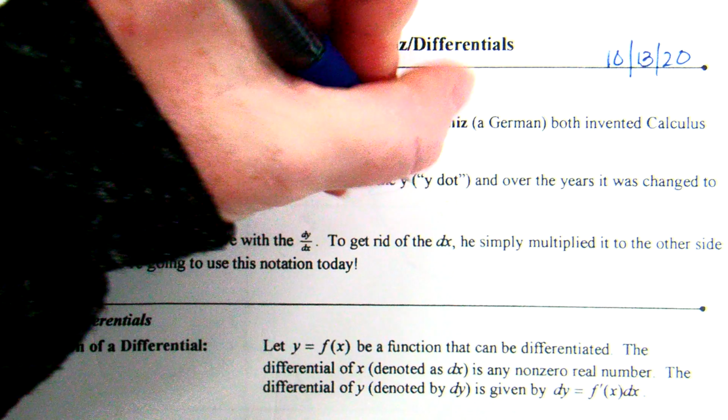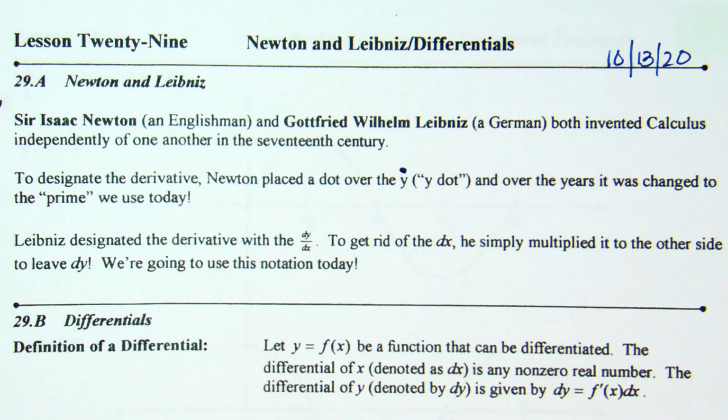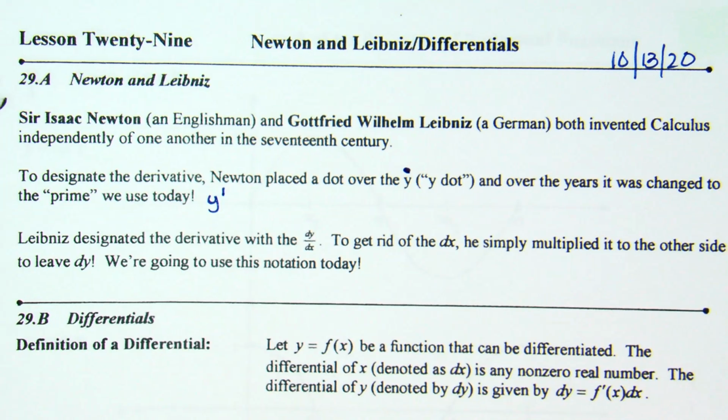So, in terms of the derivative, to designate the derivative, Newton used y dot, meaning there would be a dot over the y. That was his notation for the derivative. Over the years, it's been changed to what we say, prime. And so when we write something, we write y prime like that. I don't know why it was changed, but that's just what's happened over the years.